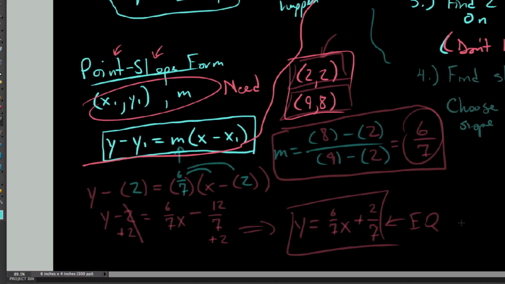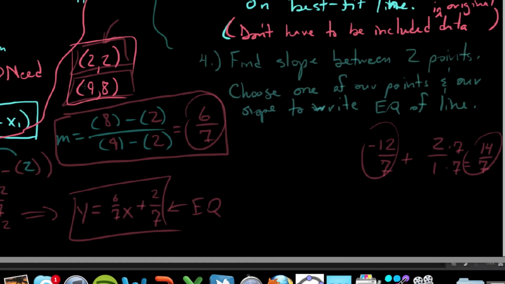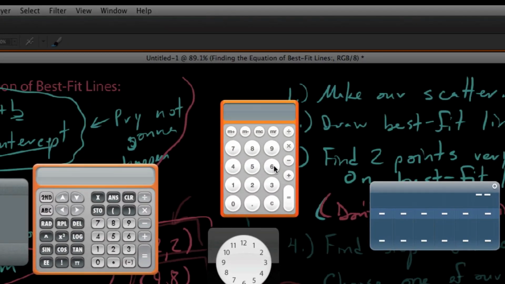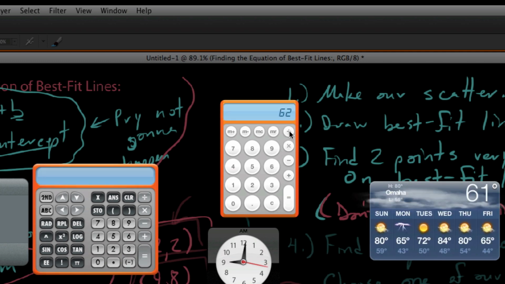Okay, so what we can do now is say, if x is 10, then y would have been what? Well, we're just going to plug this in for x. We say y equals 6 sevenths times 10 plus 2 sevenths, and we end up with 60 sevenths, that's 6 sevenths times 10, plus 2 more sevenths, and that's 62 sevenths. Just to let you see this here, we'll go ahead and find 62 sevenths. Oh, my network's slowing. Okay, so 62 divided by 7 is about 8.85.